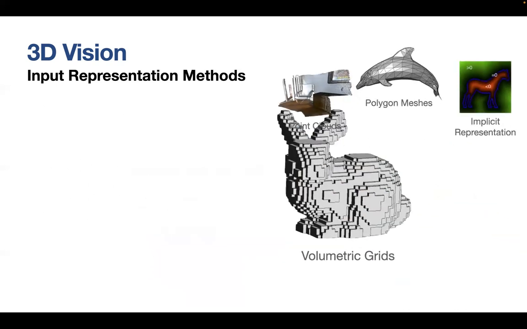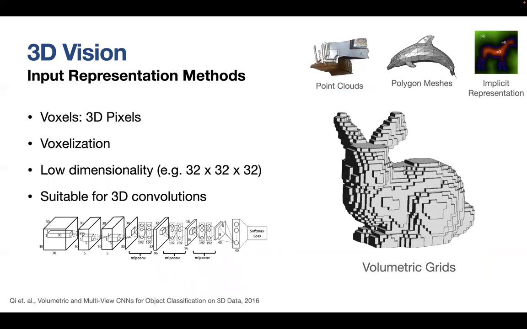So we first start with volumetric grids. A volumetric grid is just a grid of 3D pixels, and the 3D pixels are called voxels. For example, if we have this grid with this rabbit here, the dimensionality can be something like 32 by 32 by 32.